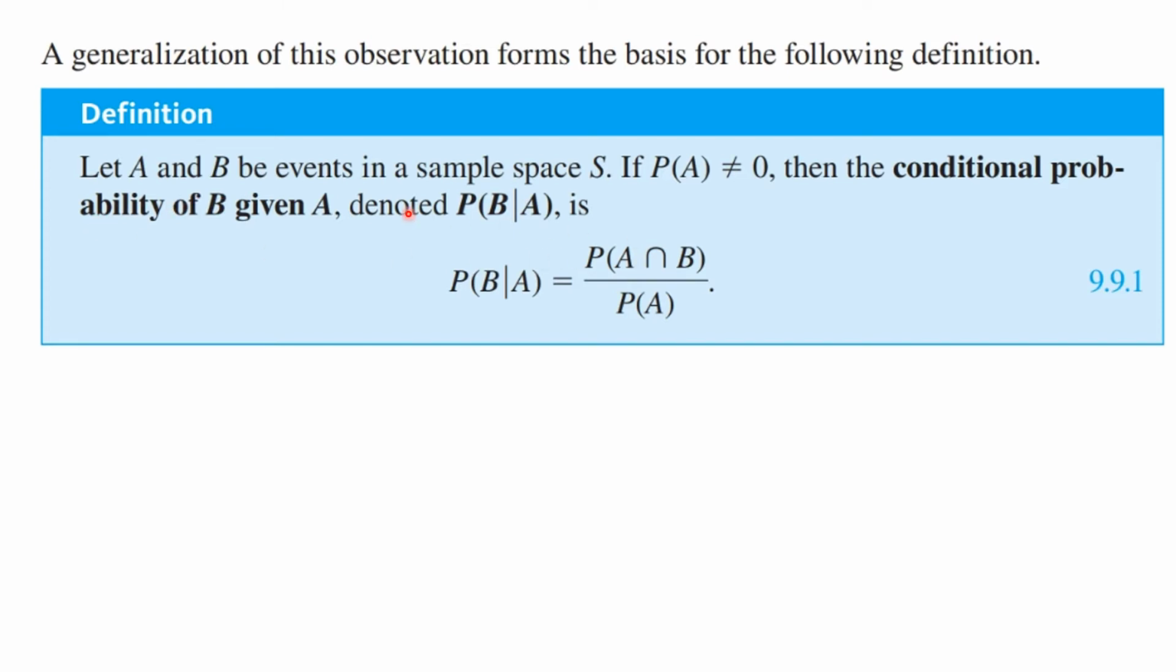This whole thing is read: the conditional probability of B given A is the probability of A intersect B divided by the probability of A.